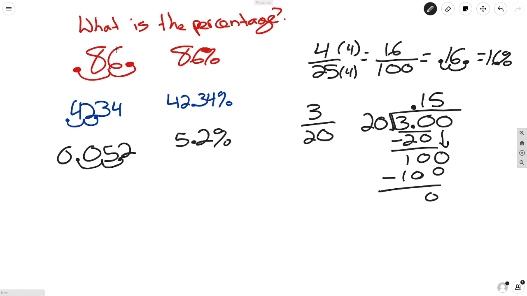Alright, again we have a decimal, 0.15. I know that if I change that 0.15, I just move the decimal spot over 2 units to the right, and that gives me 15%. So that is how I change a fraction into a percentage.